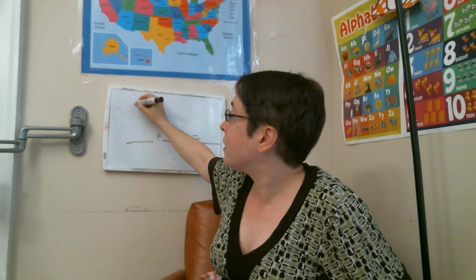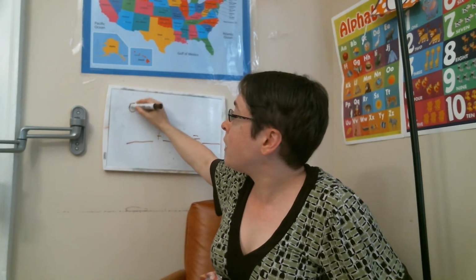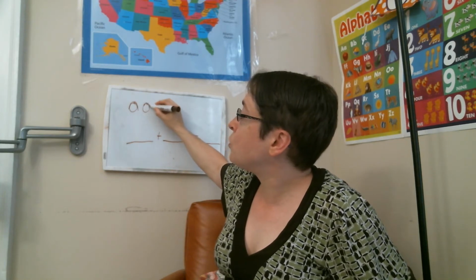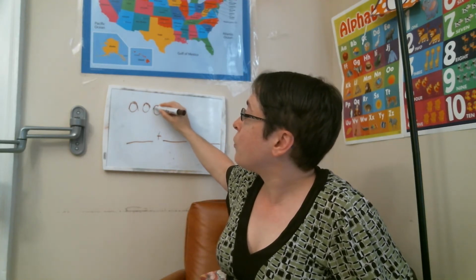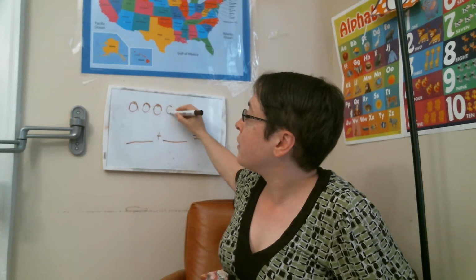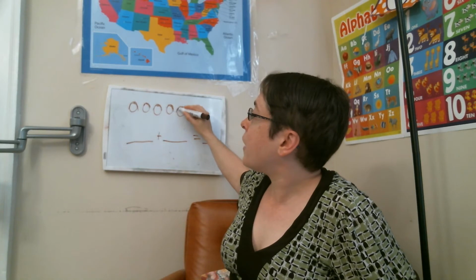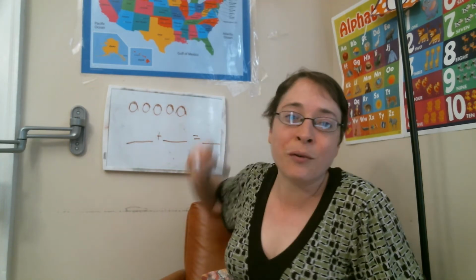There were 5 children playing soccer in the park. So I'm going to draw 5 children. 1, 2, 3, 4, 5. And you can probably draw better children than me.